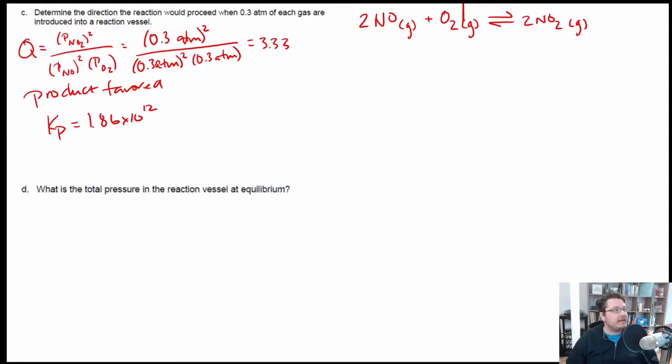Cool. All right, B9d. So the question now is, what is the total pressure in the reaction vessel at equilibrium? We're starting off with 0.3 atmospheres for everything. In Part C, we already determined that Q is equal to 3.33, which is far, far below the K value we calculated earlier in Part B. The Kp value is 1.86 times 10 to the 12th.